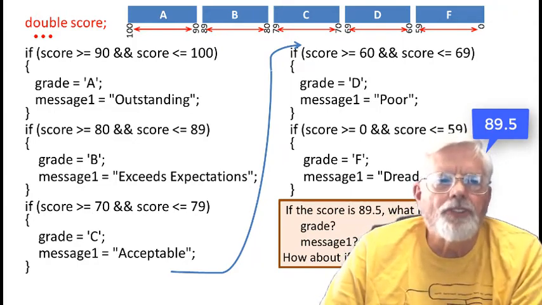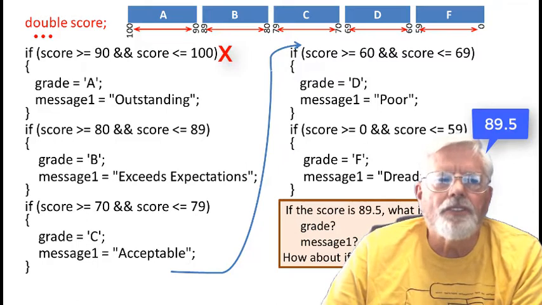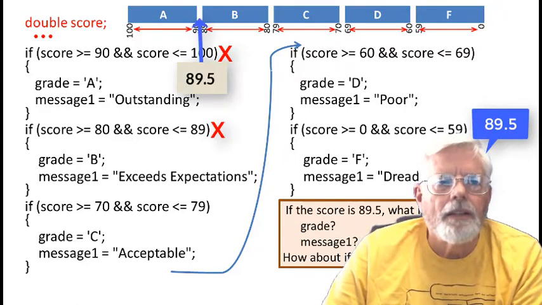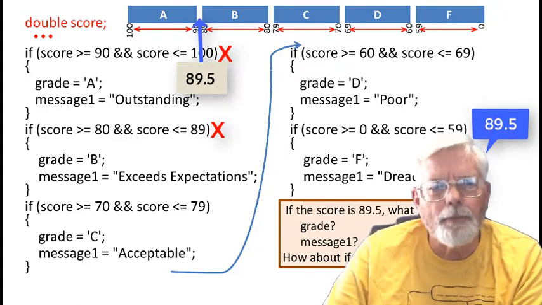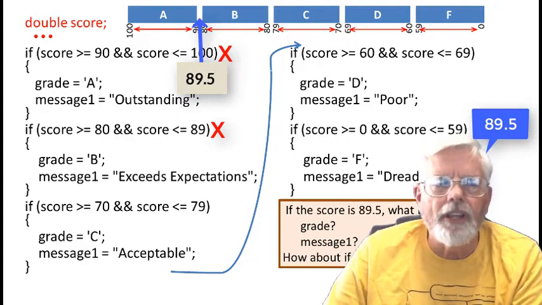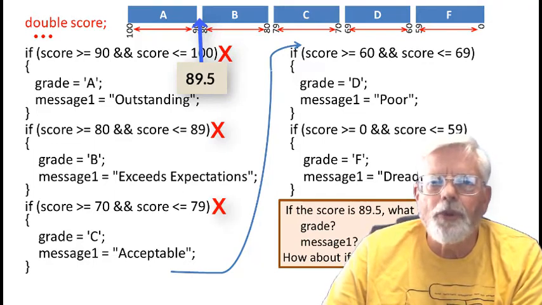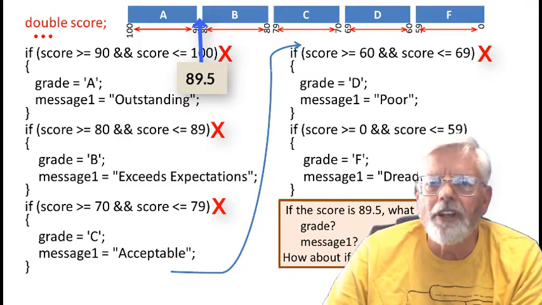Here's my if statements. 89.5, remember? If it's between 90 and 100, it's not true, so I'm not going to get an A. If it's between 80 and 89, that's not true either because it's really 89.5. So I don't get a B. Is it between 70 and 79? No. Is it between 60 and 69? No. Is it between 0 and 59?